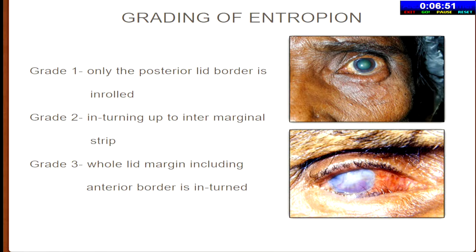So the grading of the entropion is grade 1, where only the posterior lid border is enrolled, grade 2, where there is inturning of the intermarginal strip, and grade 3 is where the whole lid, including the anterior border, is enrolled. So why it is important to document this is, when you have a grade 3, most of the time the patient can have conjunctival congestion and also corneal problem.